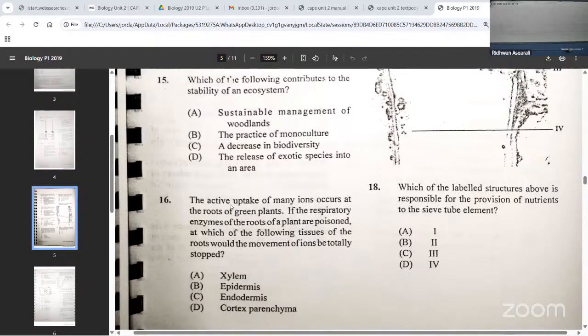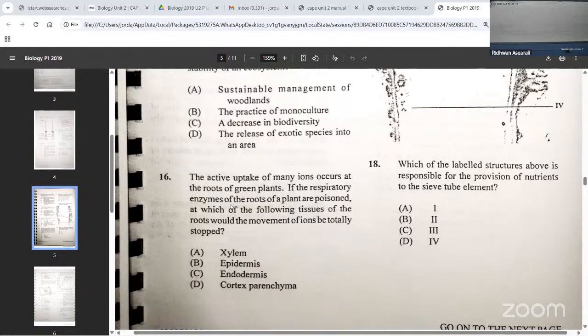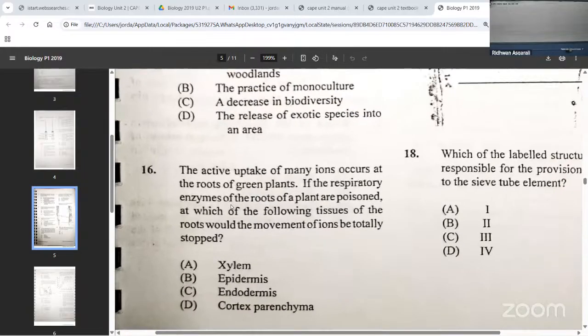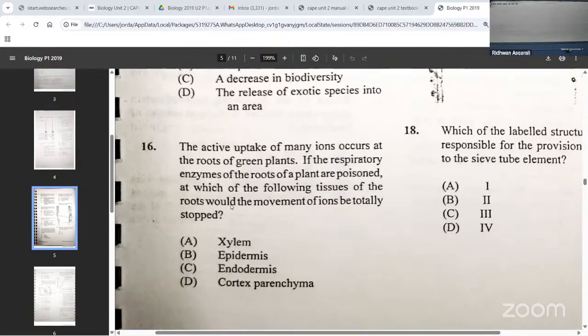Right, so Sanjay, for 16, the active uptake of many ions occurs at the roots of green plants. If the respiratory enzymes of the roots of a plant are poisoned, at which of the following tissues of the roots would movement of ions be totally stopped? Right, so remember the key part here is the roots, the respiratory enzymes. Respiratory enzymes of the roots are poisoned.